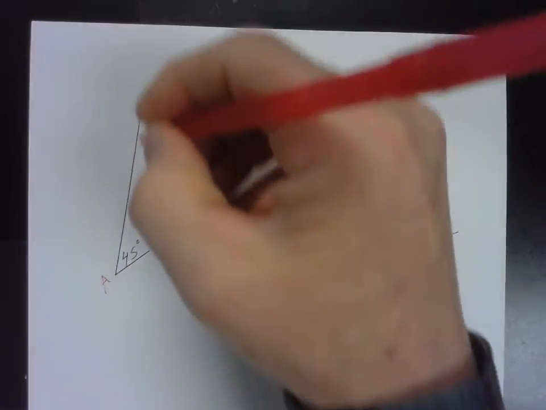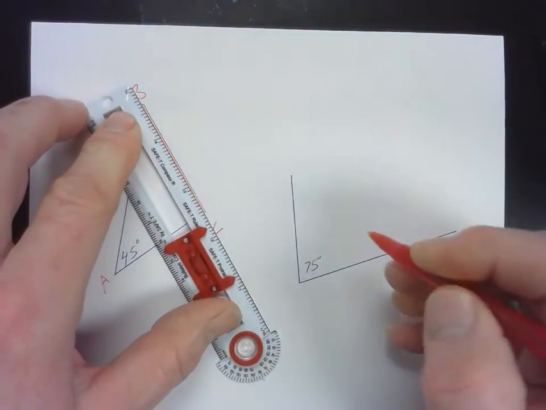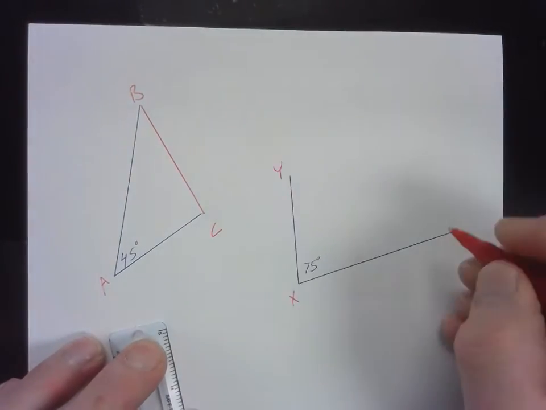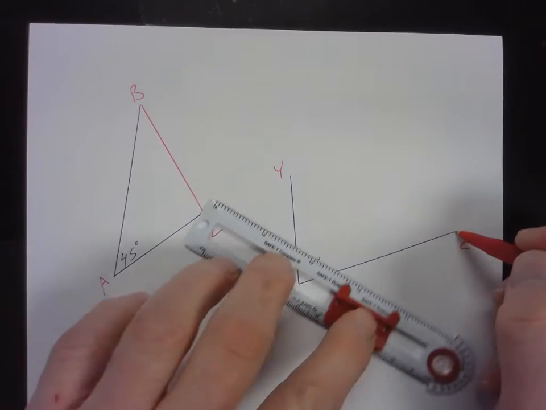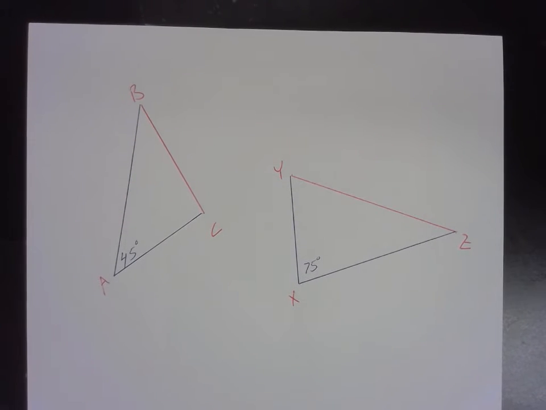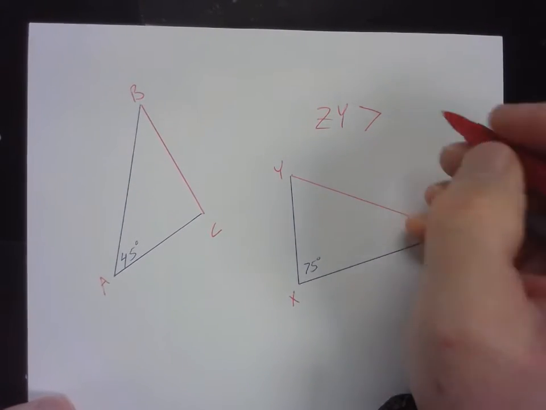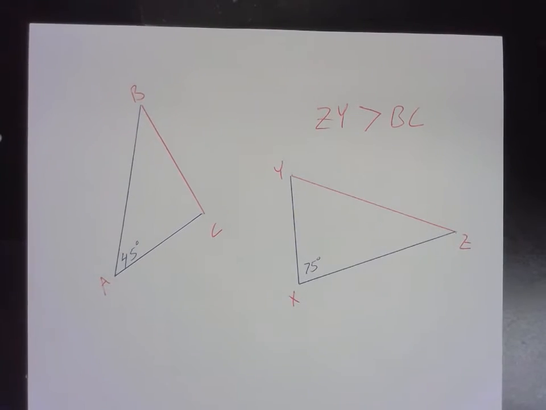So we've got triangle ABC, and I'll fill that triangle in now. And then we've got XYZ. What do you think about BC and ZY? Yeah, when we look at those, the measure of ZY is greater than the measure of BC. Is there any question about that? Does anybody look at that and say, no, that can't be right? Kind of has to be that way, doesn't it?